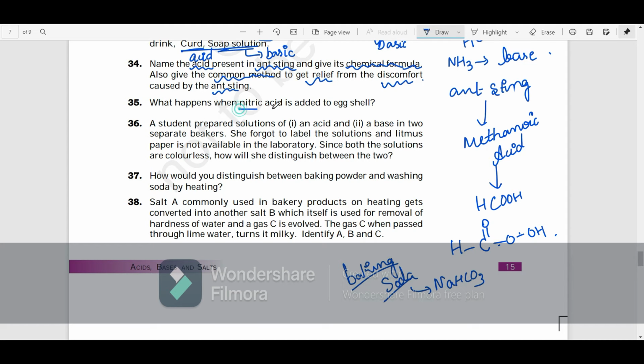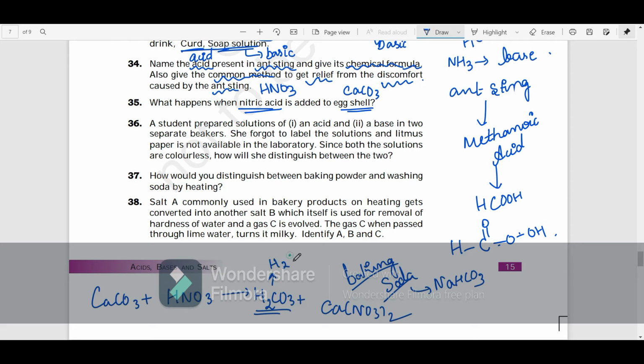What happens when nitric acid, HNO3, is added to eggshells? What are eggshells made up of? Calcium carbonate. So the reaction between these two will yield what? Calcium carbonate with HNO3 will give you H2CO3 and calcium nitrate. Now H2CO3 is very unstable, it is going to give you water and CO2. So CO2 gas is evolved.